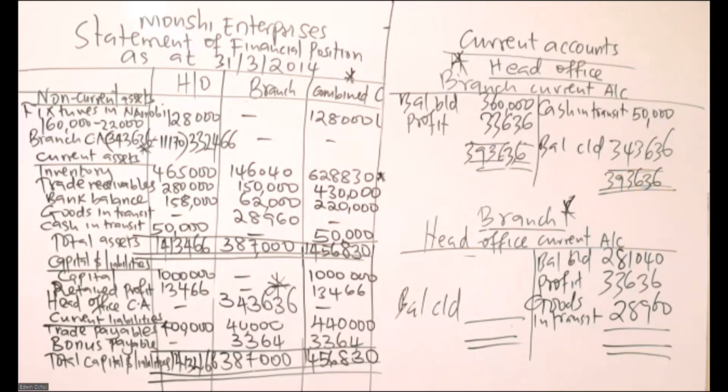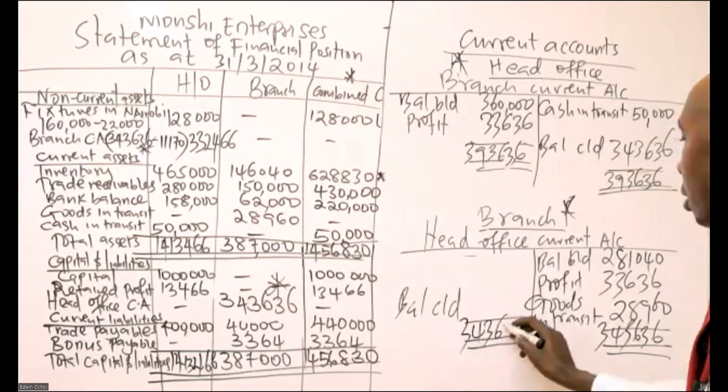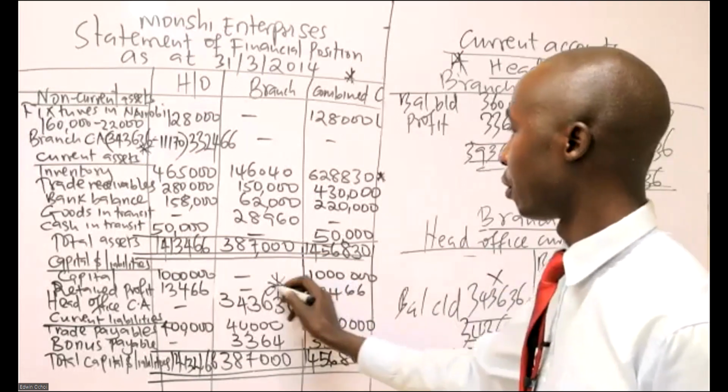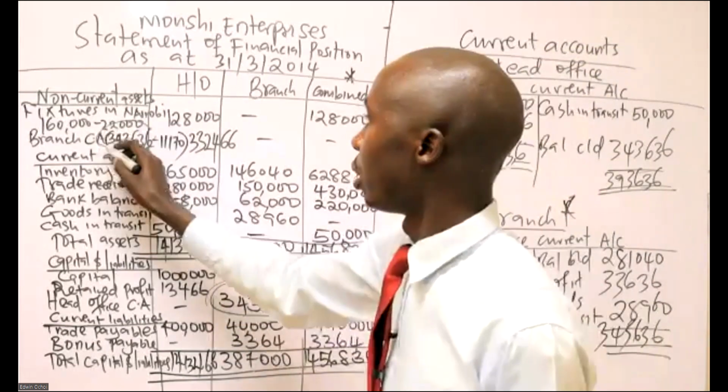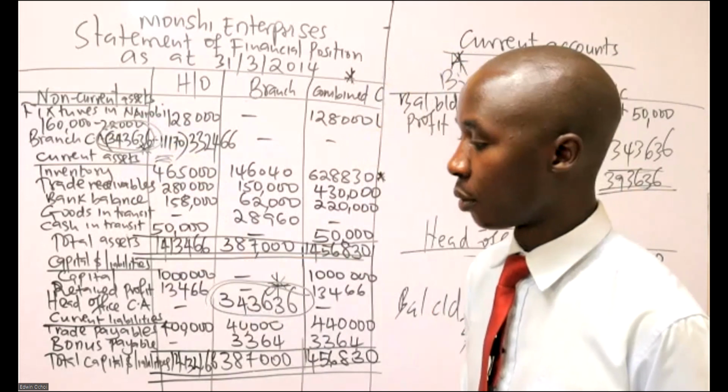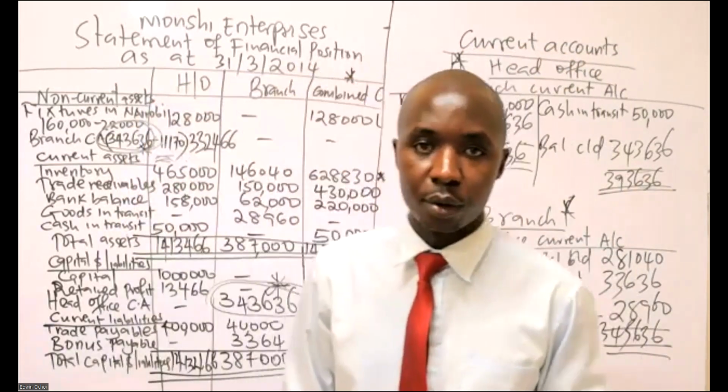And the total for the head office current account on the credit side: 281,040 plus 33,636 plus 28,960 is 343,636. So here we have 343,636. So you can see this is what we have. It's only that here we have to net and realize the profit. That is how you do local independent branches.